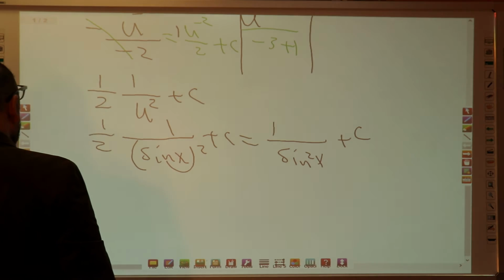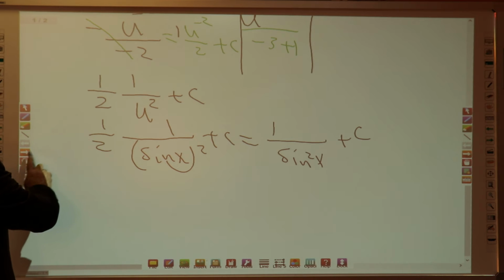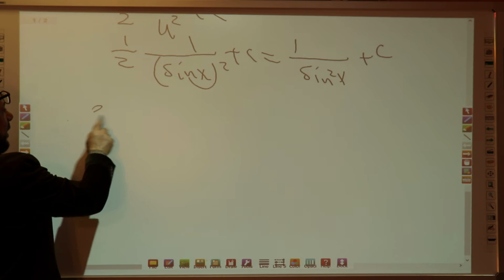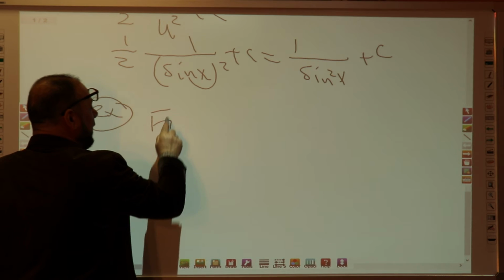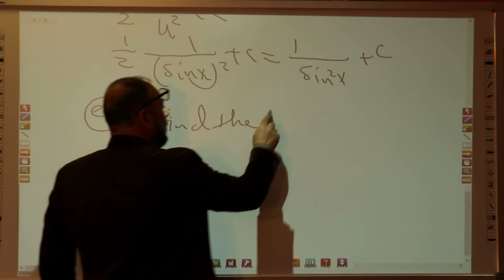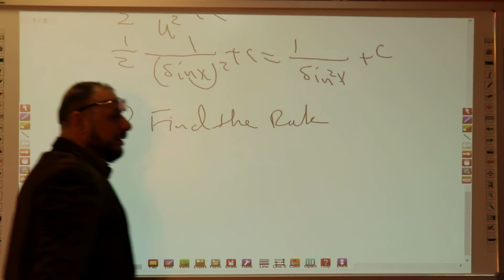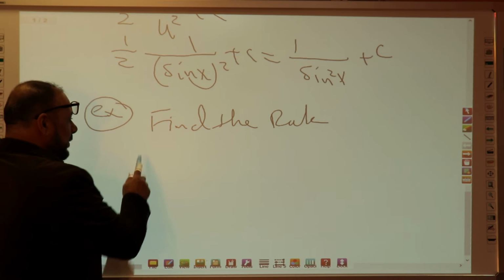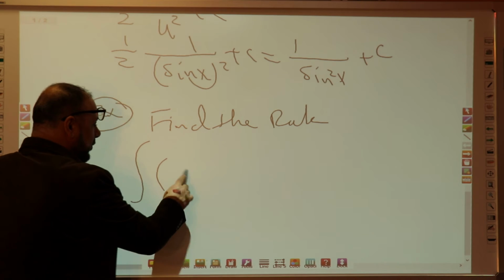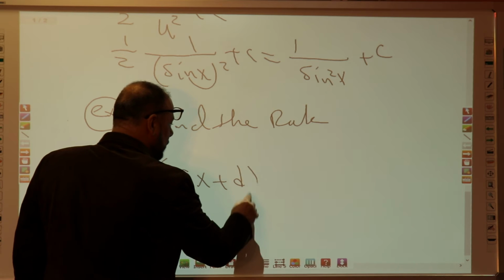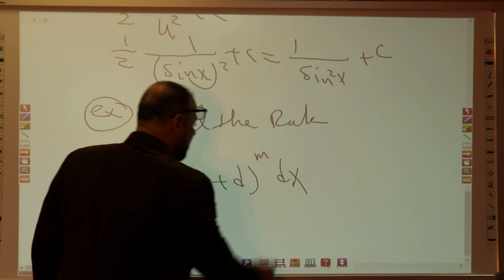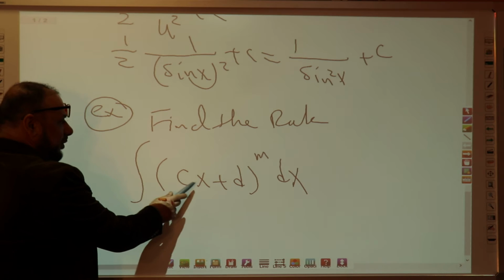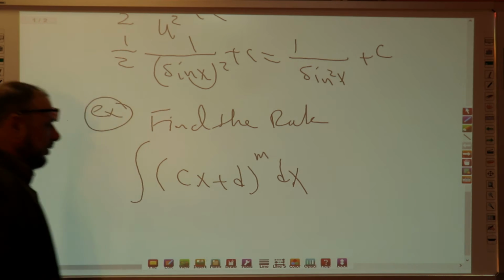Okay. Let us take this example in general, integration example, and find the rule. Find the rule, Ismail. Which is not this problem; I'm going to give you another problem. The rule is the integral of (cx plus d) to the power m dx. What do you notice? Find the integration of (cx plus d) to the power m dx.